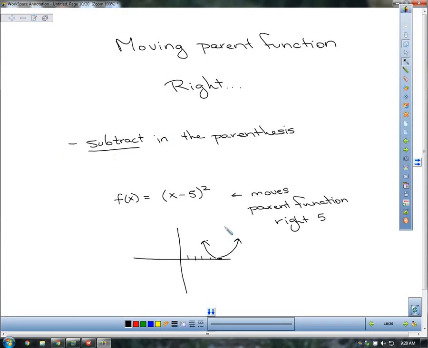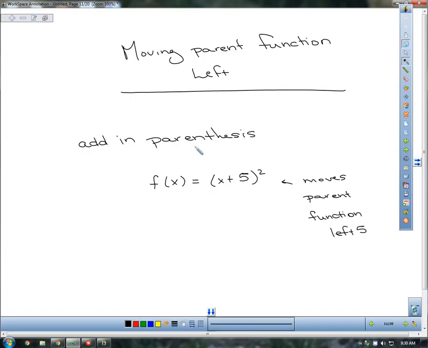And if you ever get lost, just do the moving that the question asks you to do, and just find the vertex in vertex form. There's lots of different ways to do this. Moving the parent function left, you're going to add in parentheses. So if I added, that means I moved it left.